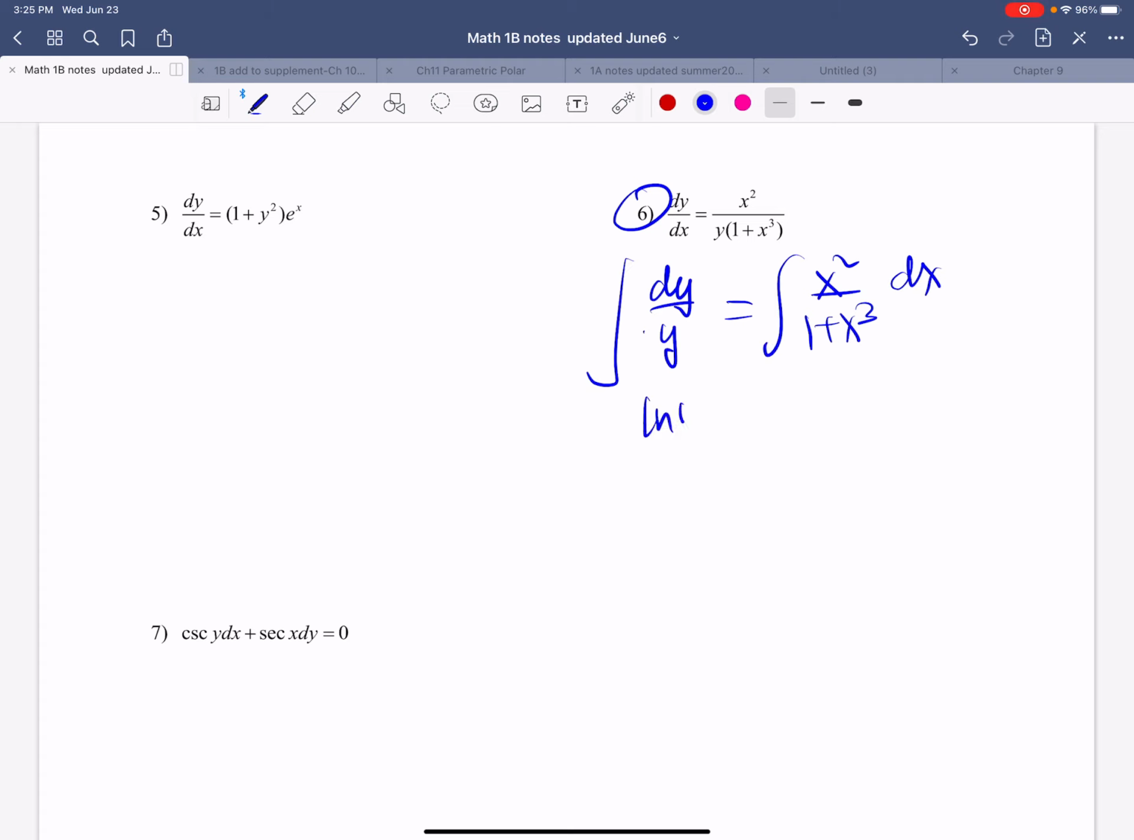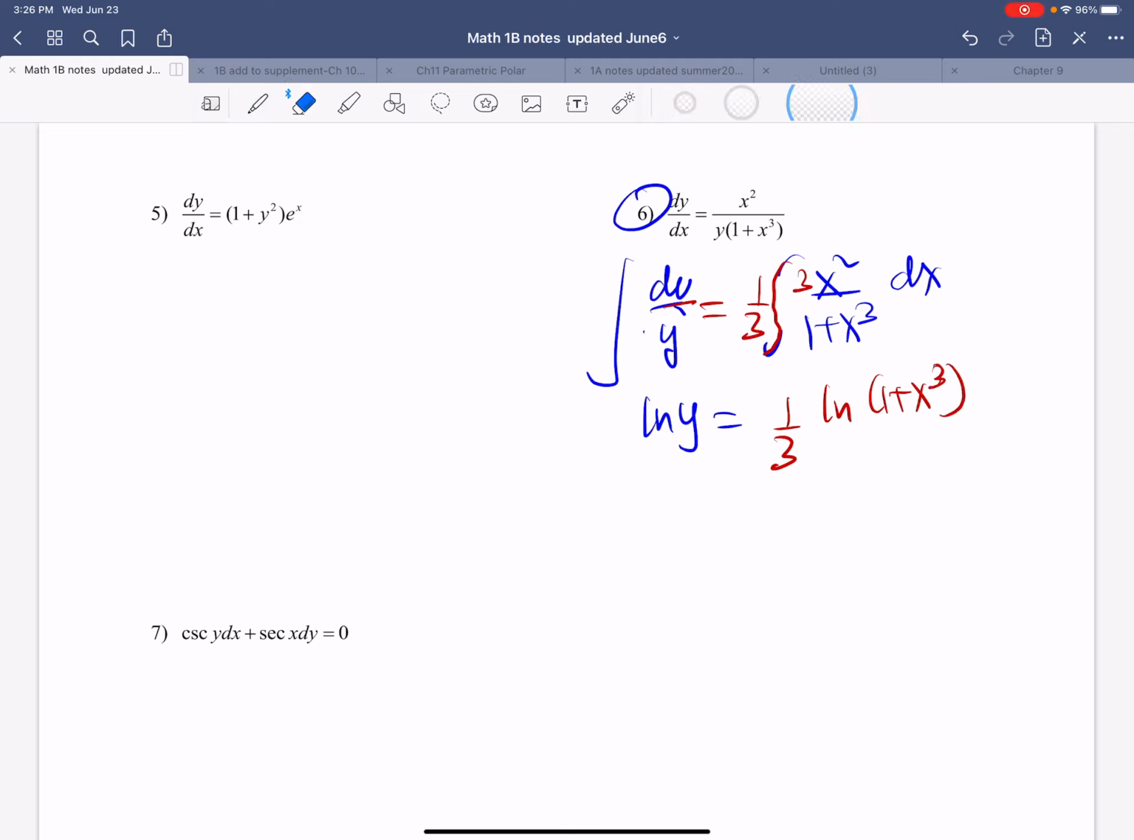Time to integrate. Natural log of y is equal to, we can do the u substitution here. On the right hand side, we can let 1 plus x to the third be u, but in order for me to use a u substitution or natural log of u, I would need the derivative. Let me rewrite this, it got a little messy. 1/3. Okay, so 3x squared, the derivative of the denominator is sitting in the numerator, so that's going to be 1/3 natural log of 1 plus x to the third.